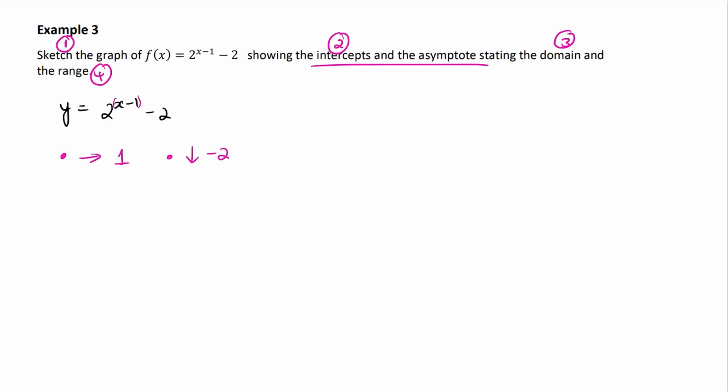Now, moving our graph across this way isn't actually going to do too much to what it looks like, because it already looks like this. Of course, moving it up and down makes the biggest difference. So moving it down by 2 means that our new asymptote is going to be at y equals negative 2. So we can start to already draw our graph and see what kind of a difference it's going to make.